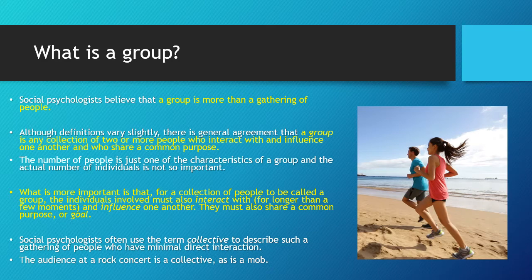So the number of people doesn't necessarily dictate that they're a group. You could have 1,000 people who don't talk to each other all in the same place, but they're not considered a group. So what is more important is that for a collection of people to be called a group, the individuals involved must also interact with and influence one another for longer than a few moments. They must also share a common purpose or goal.